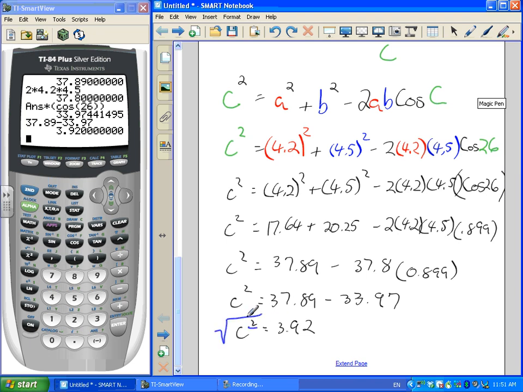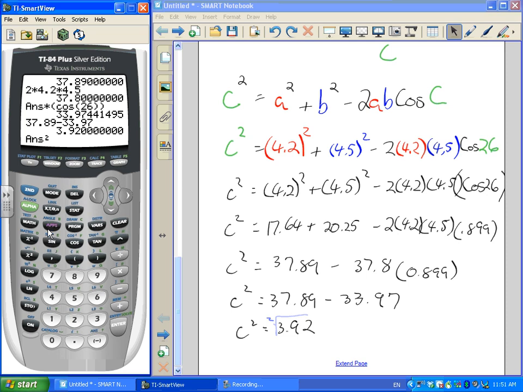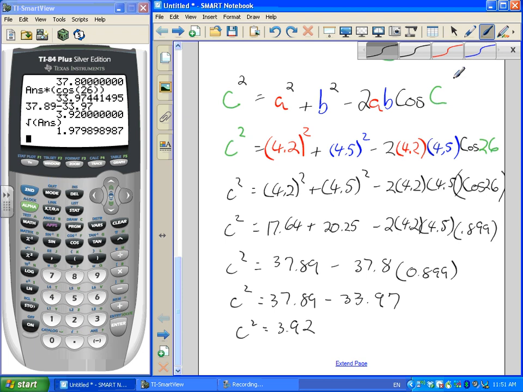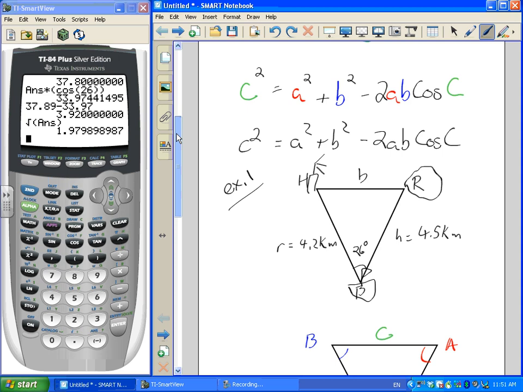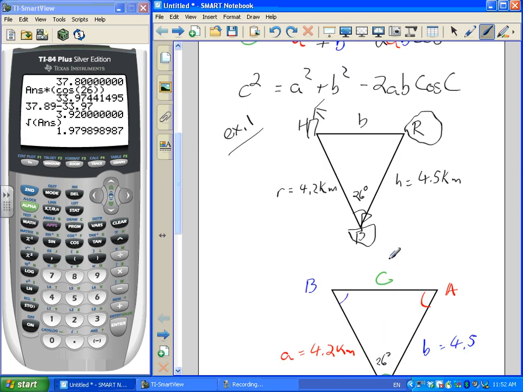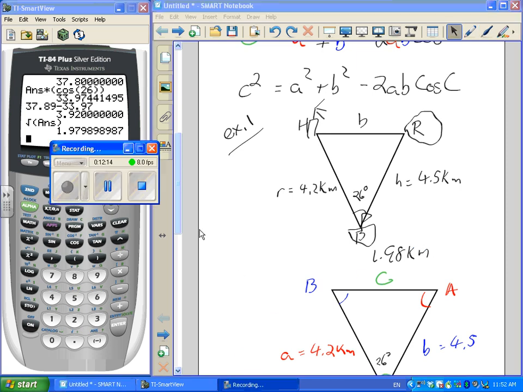And finally, last step, I got to find the square root of that because it says c squared. That means to get rid of that c squared, I got to find the square root of both sides. So I'm going to square root my answer from before. Gives us 1.98, approximately. So C is approximately 1.98 kilometers long. So between the lighthouse and the rock is approximately 1.98 kilometers long.